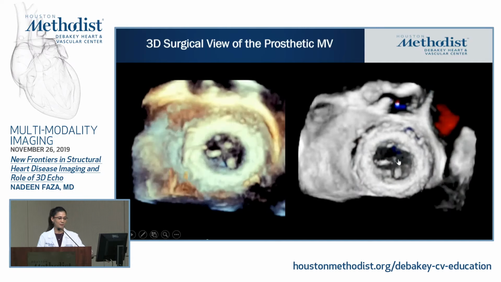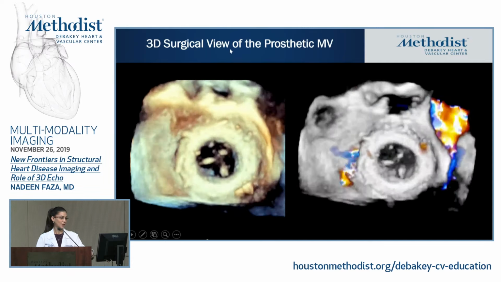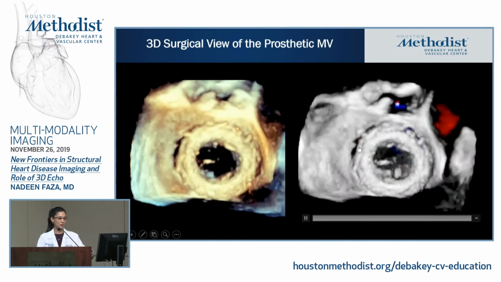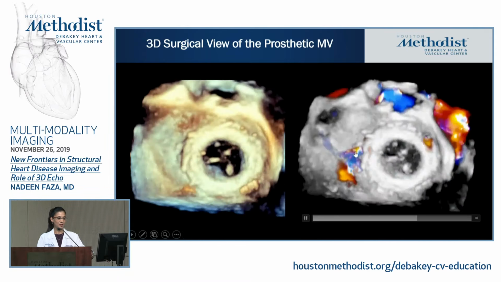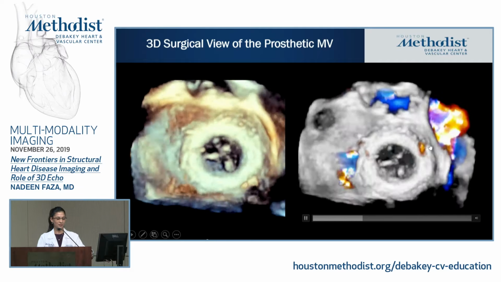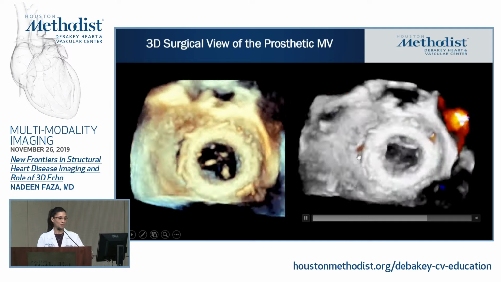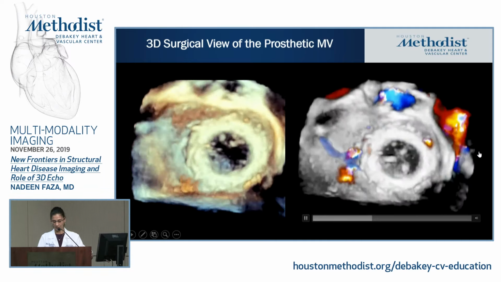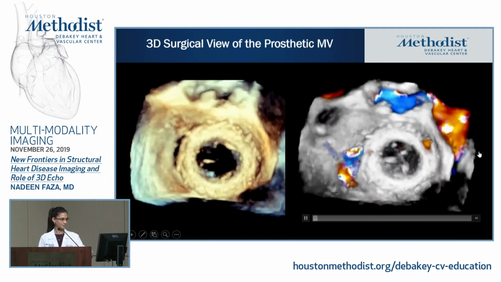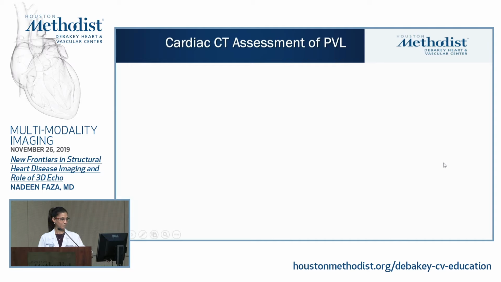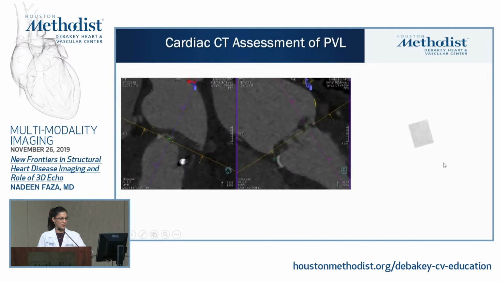3D is very helpful in localizing these jets. Again, this is your aortic valve anteriorly, this is your appendage, and you see 1 jet in the lateral position right here, and 1 more anteromedial. The lateral jet was the bigger jet, so we fixed this one first and reevaluated the smaller medial jet. Again, this is the posterior lateral, and this is the anteromedial.